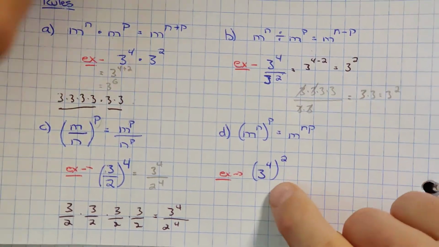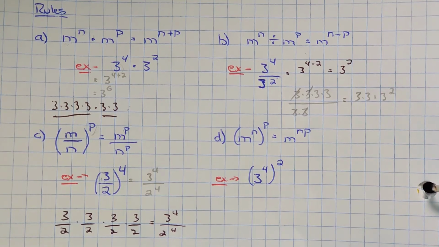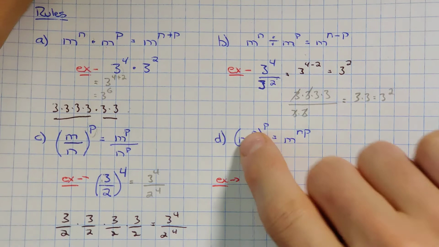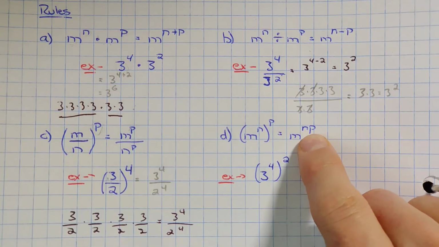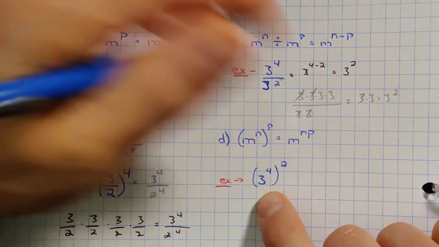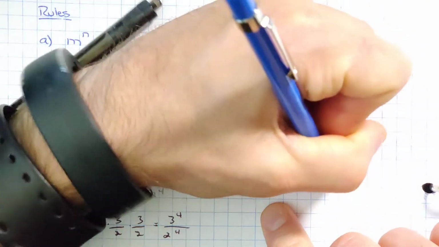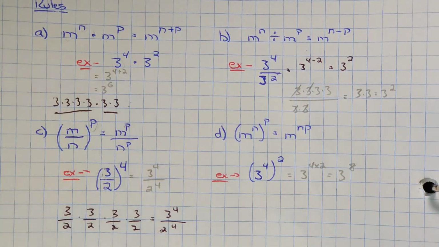And then in the last example here, we have 3 to the power of 4, all to the power of 2. And this, we didn't look at the rule. The rule is if we have a power of a power, we multiply those powers. So here it's 3 to the 4 times 2, or 3 to the 8. And again, we can illustrate that.